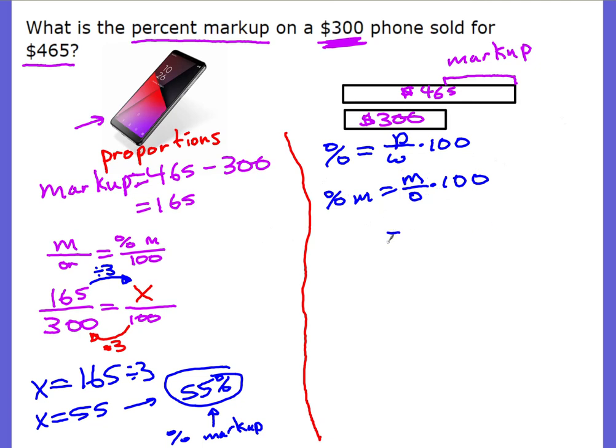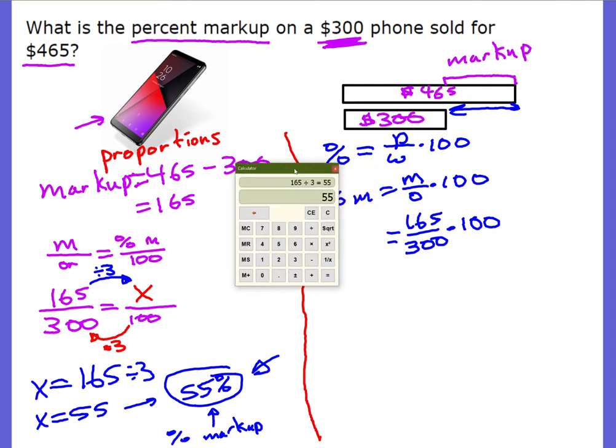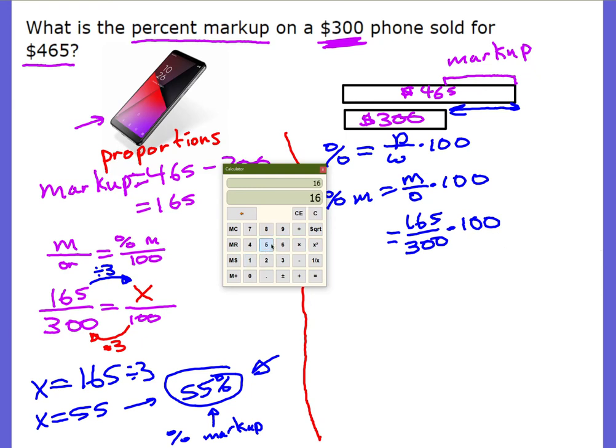Here, I've got my markup. It's still 165, same math here. We're just looking for this leftover part. What did the phone originally cost? It was 300. And to finish it off, I have to multiply by 100. So let's try that, see if we get back to our original 55%. Does our algebraic method work as well? Pull back my calculator, and we'll do this math really quick. So we got 165, divide that by 300. And then of course we multiply that by 100, and it tells us the percent markup is 55%.